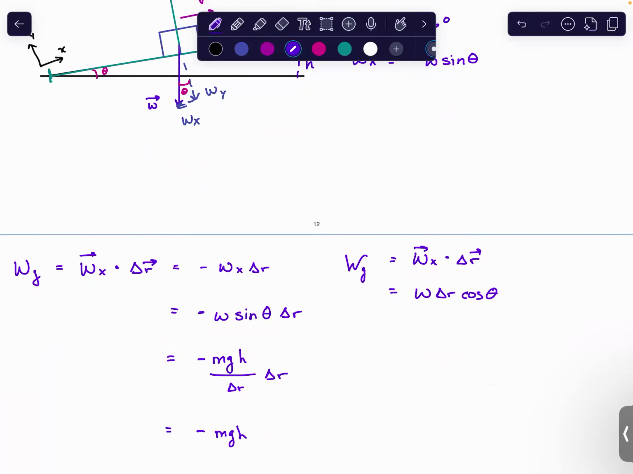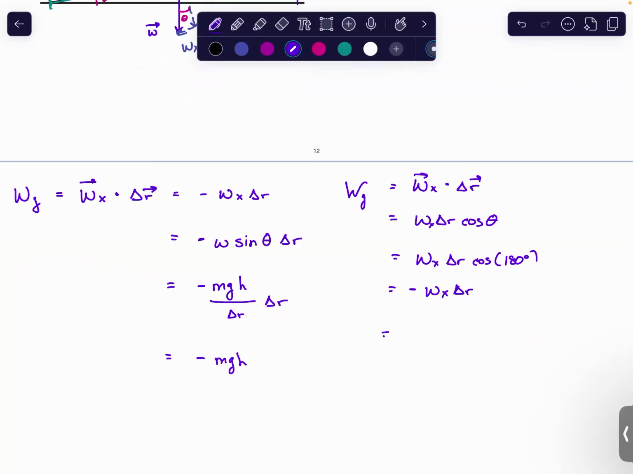Parallel, so 90 degrees? No, that's perpendicular. Parallel is pointing the same way, anti-parallel is going the opposite. That's an angle of 180 degrees. And then, of course, our Wx is still going to be negative mgh over delta r.